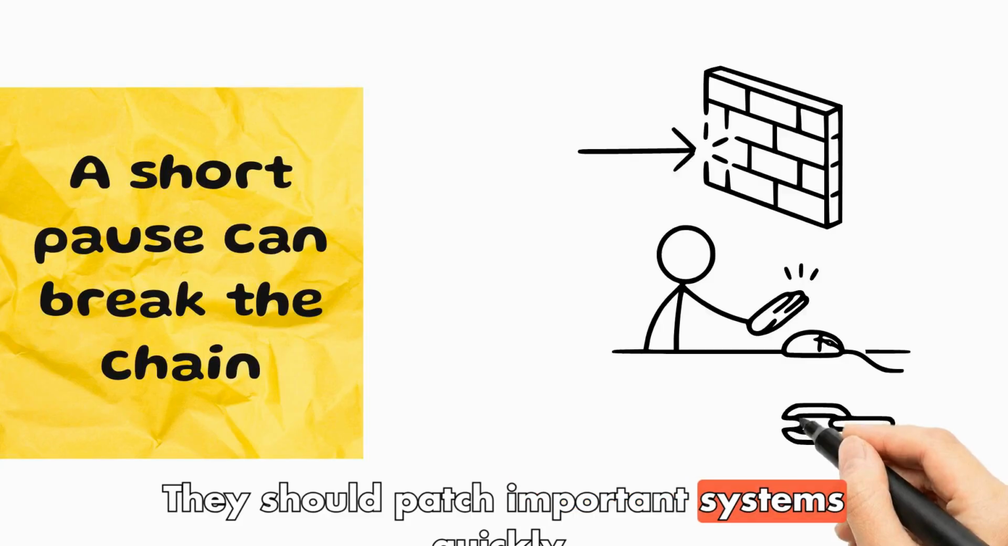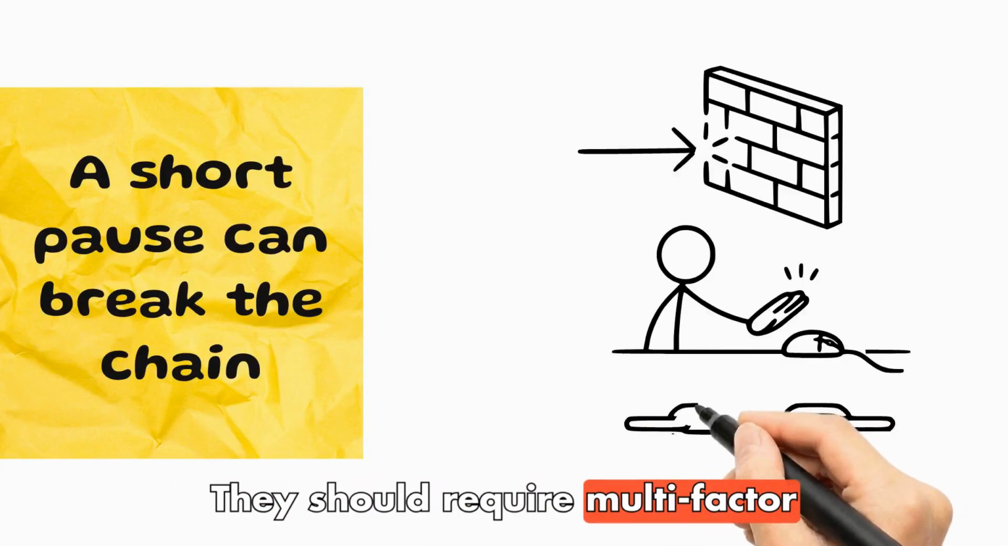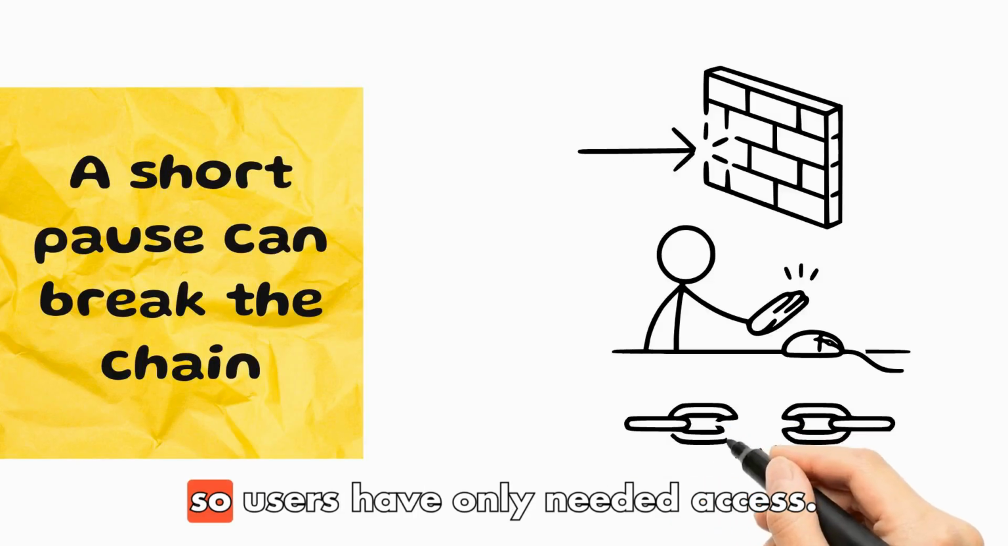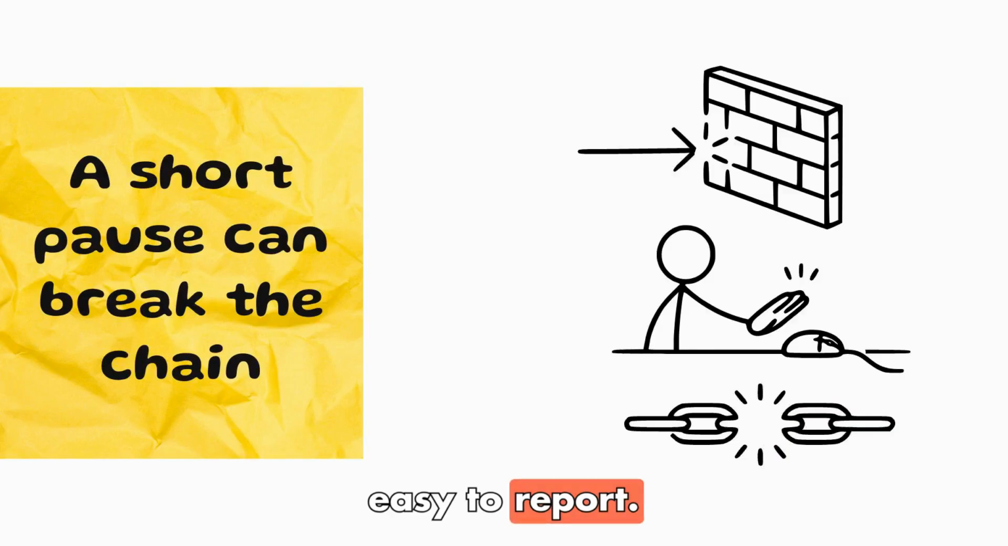They should patch important systems quickly. They should remove unused software. They should require multi-factor authentication for important accounts. They should use least privilege, so users have only needed access. They should make suspicious messages easy to report.